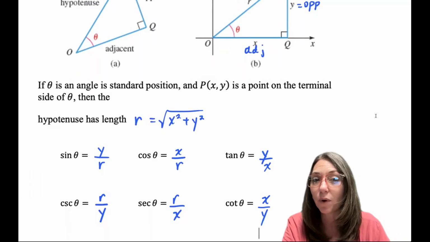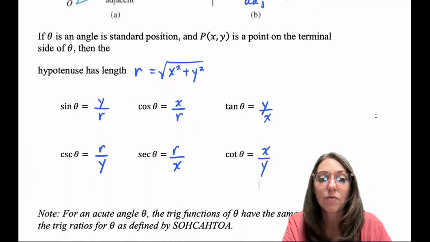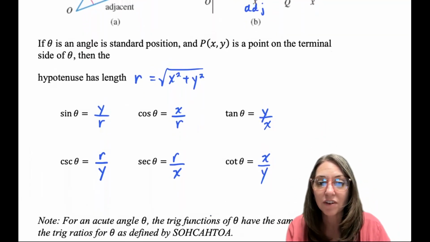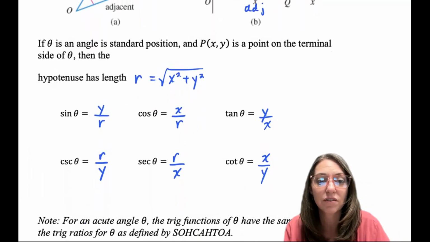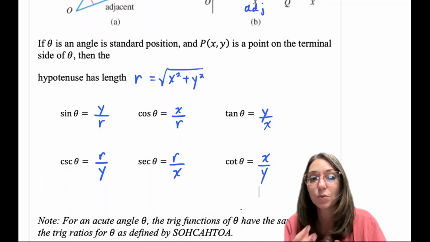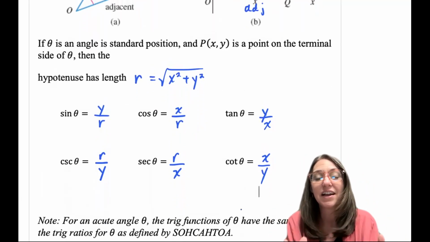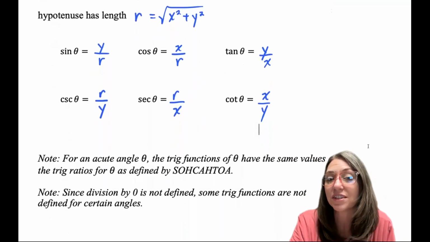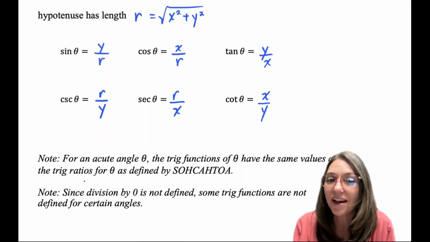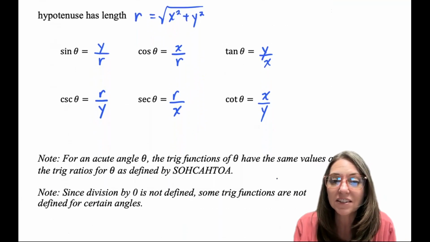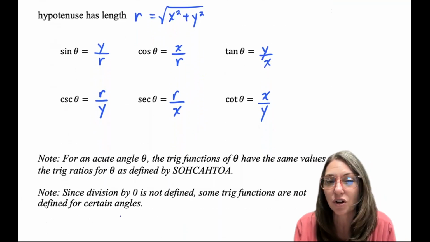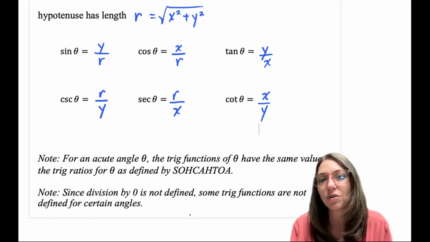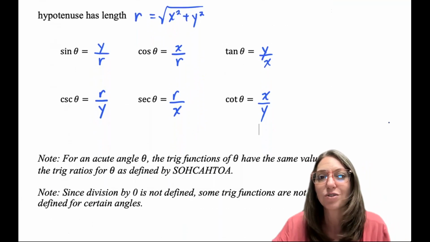Just a couple quick notes about this. For an acute angle theta, the trig functions of theta have the same values as the trig ratios of theta from SOHCAHTOA. That's what this is all about. It doesn't really matter how big your circle is or how big your triangle is, the ratios are the same. And one more note: since division by zero is not defined, some trig functions are not defined for certain angles. That's something you'll get more into as you do more trigonometry.